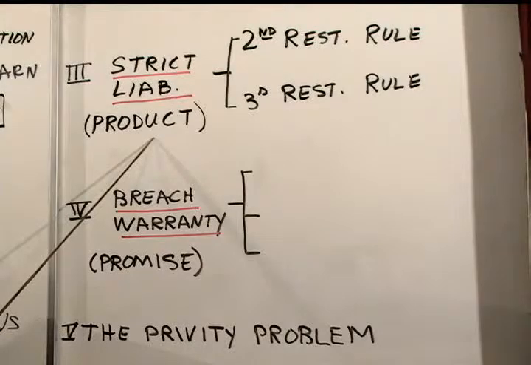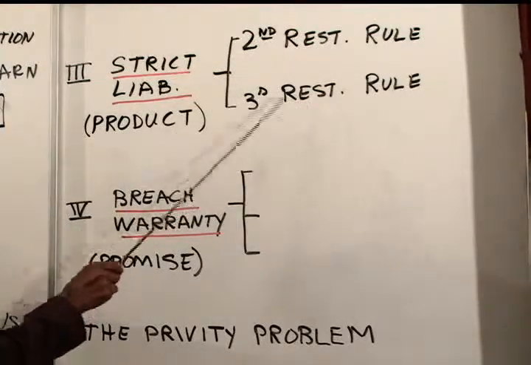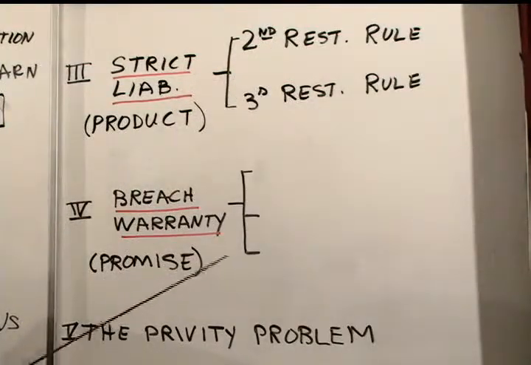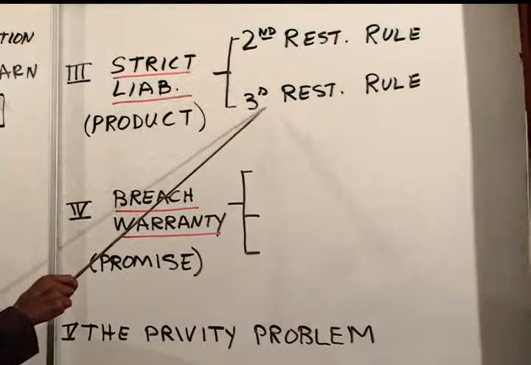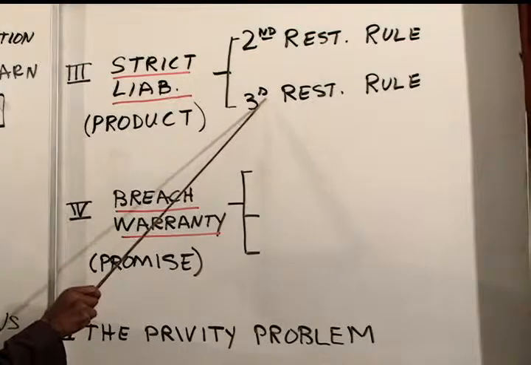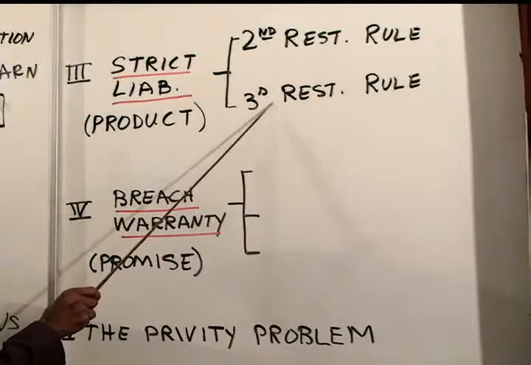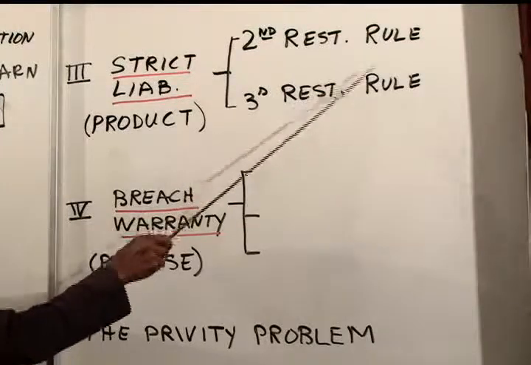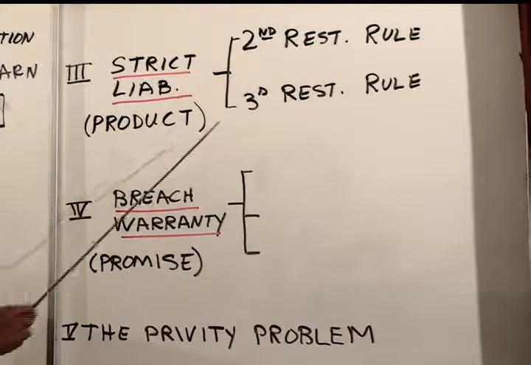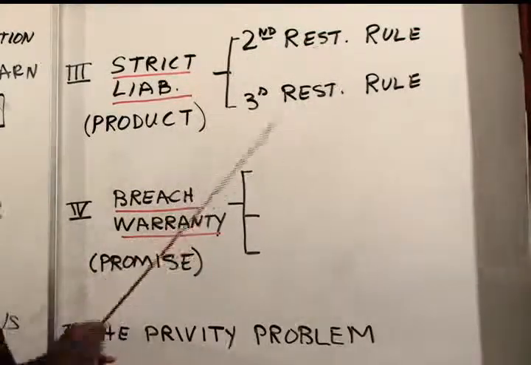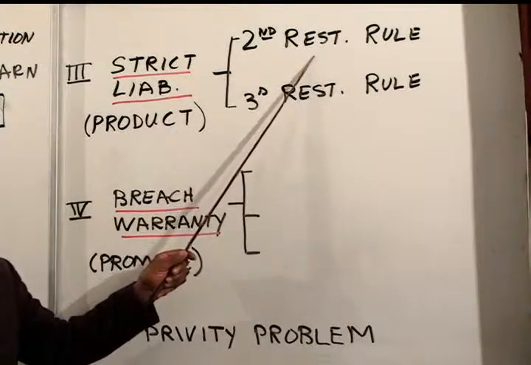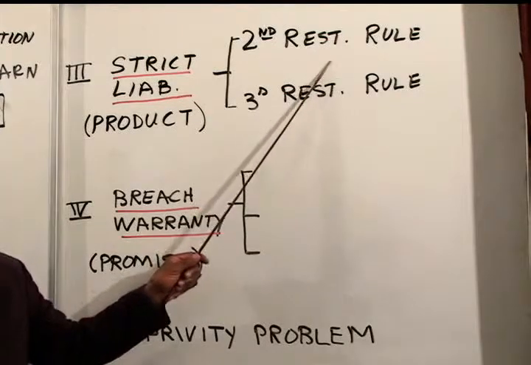Because if the product is defective, there are two rules that apply, the Second Restatement and the Third Restatement. The Second Restatement has basically been adopted every place, by which I mean throughout the United States. The Third Restatement is now coming on, and a lot of states have adopted it. And they have slightly different rules for when someone is liable for a defective product. The Second Restatement rule says a person is liable if the product is in a defective condition, unreasonably dangerous, and it's a commercial seller and someone gets injured.